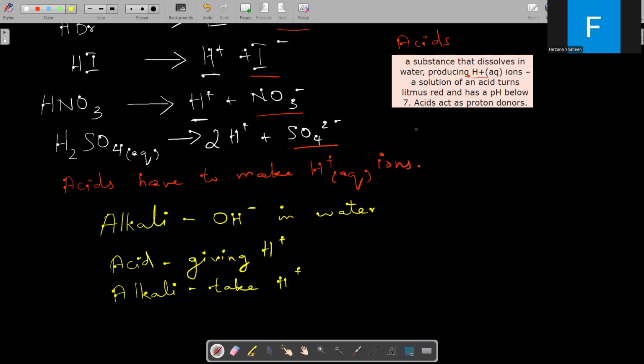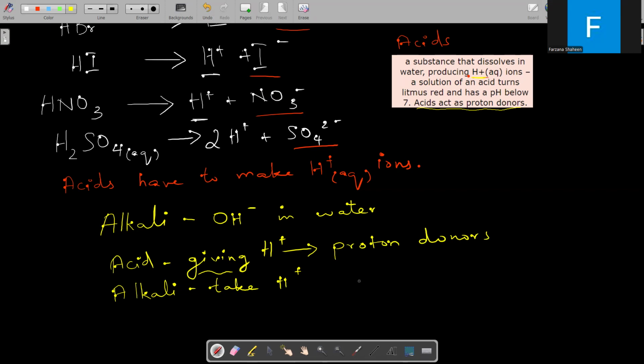Okay, so let's put it this way. The definition of an acid is a substance that dissolves in water, producing hydrogen ions, and it is a proton donor. So hydrogen here is the proton, and acids give it. Therefore, acids are proton donors.